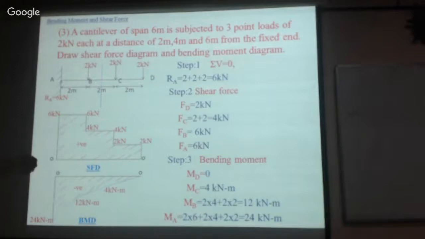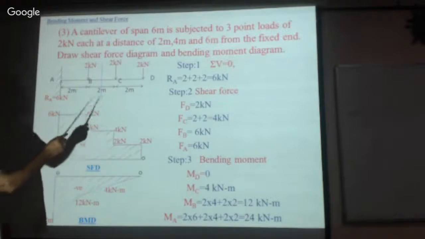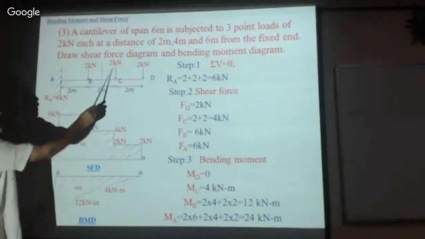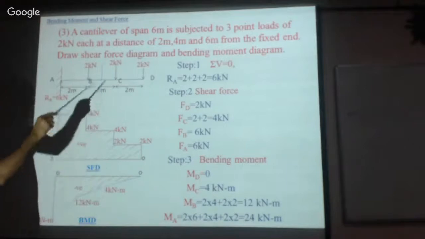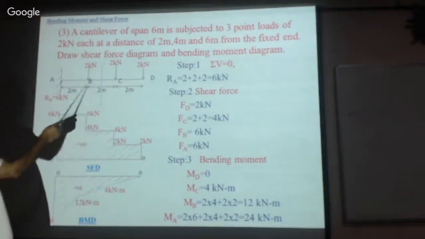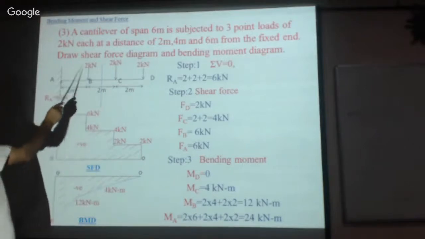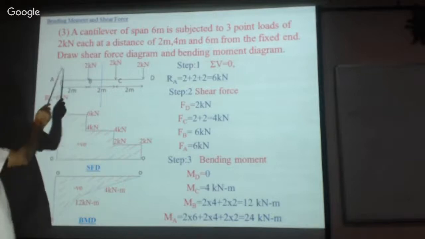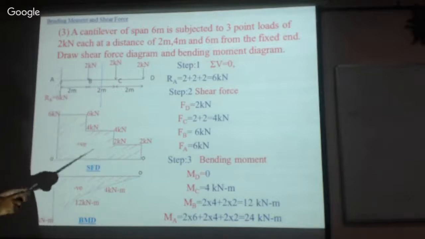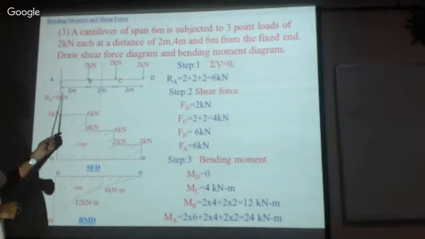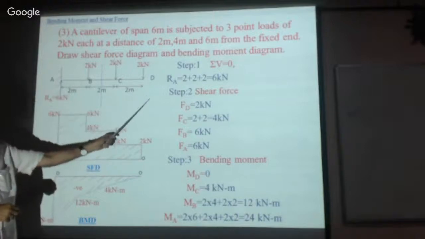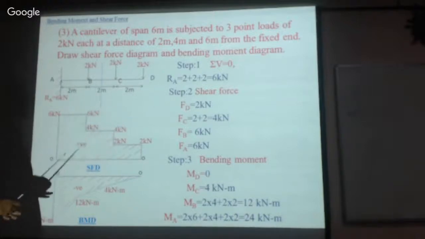If you consider the right hand section, the algebraic sum of the forces is 2 plus 2, 4 kilonewton, acting down. If you consider the left hand section, 6 up, 2 down, net is equal to 4 up. According to our same convention, the left side is positive and the right side is also positive. Therefore, now let us plot.